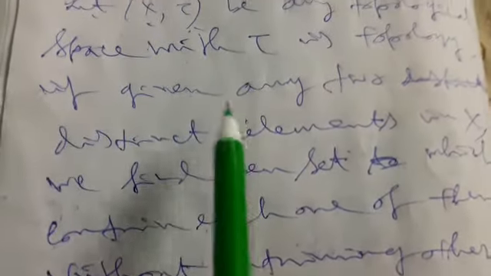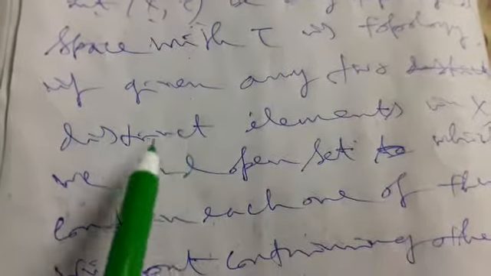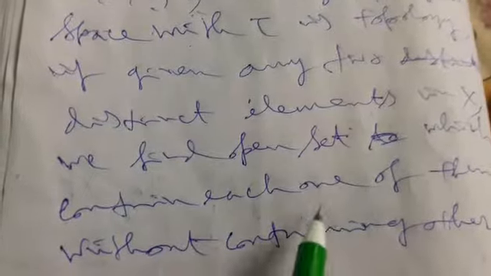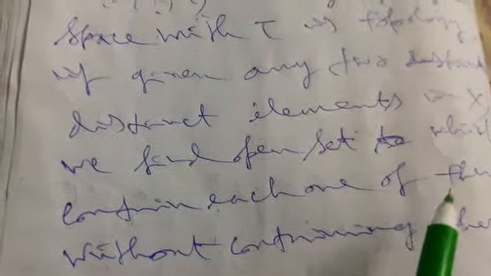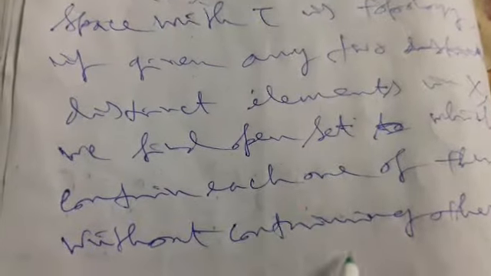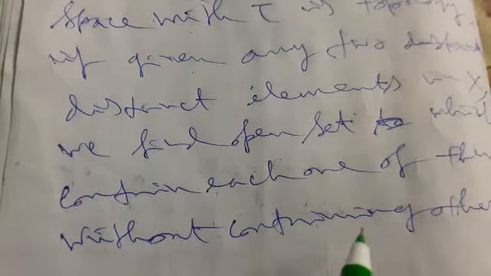What happens there? If we look at the figure, we find here the two distinct elements in these spaces. We find separately open sets containing each one of them, that's containing each one of the distinct elements, without containing the others.